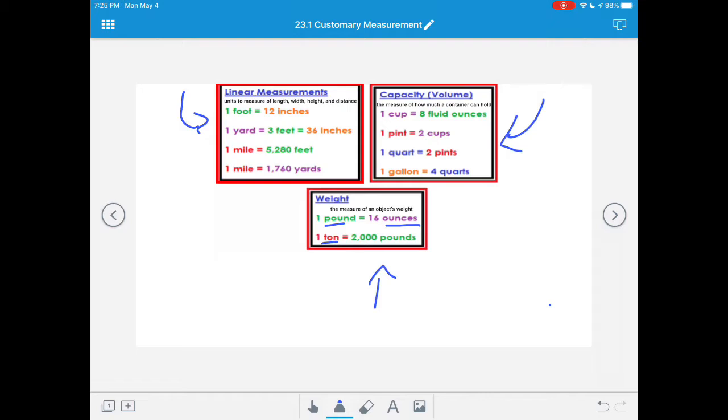Tomorrow we'll be talking about the metric system of measurement for linear, capacity, and weight, and that will be different. In the United States of America, we use customary measurement scales, which is why we're starting with it first. Basically, the entire rest of the world uses metric measurement systems. So it's important for you to understand both. Our country uses customary, but the rest of the world uses metric.